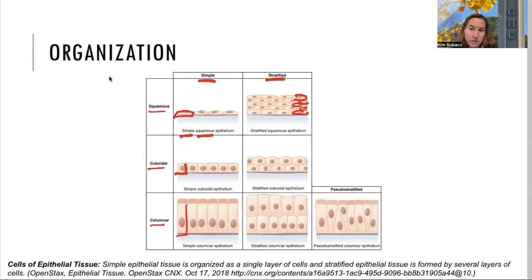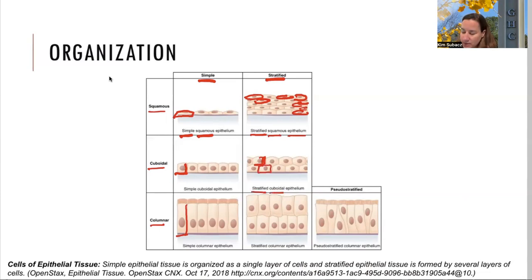So there are two words that will go along with all of your epi. In this group, these are our pancake-shaped ones. They are the squamous, and they are stacked all on top of each other, so they are called stratified. So this is stratified squamous epithelium. Over here, we have some cells that are about as wide as they are tall. So these are cuboidal, but they are stacked on top of each other. So they are stratified cuboidal.